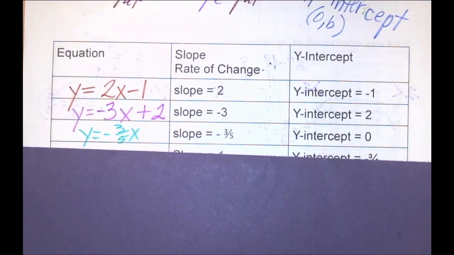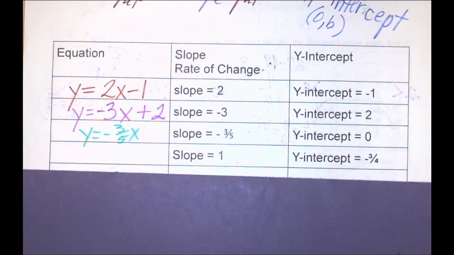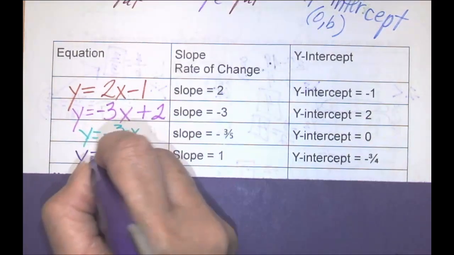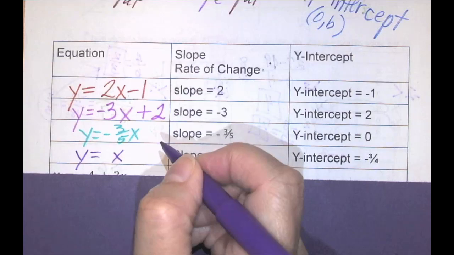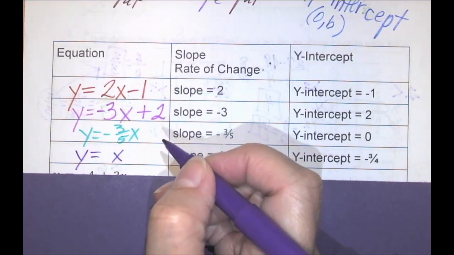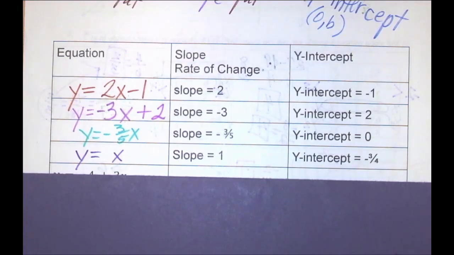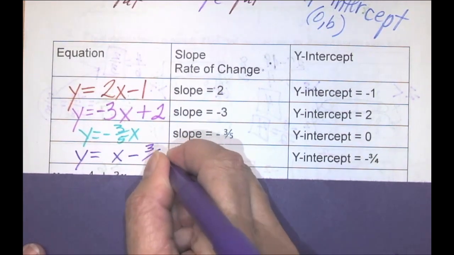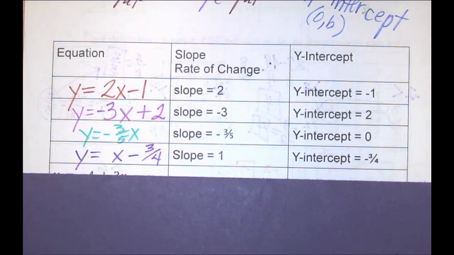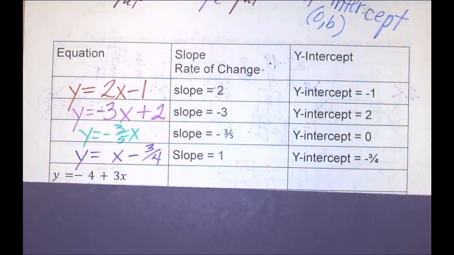So when you see an equation with only a slope and an x and no number outside of it, that means the y-intercept is 0. So on this one, y equals a slope of 1. You don't have to put the 1. Remember that when there's no number in front of the variable, it's an invisible 1. So I can just put x without the 1, minus 3/4. Now, if you just want to put the 1, it's not wrong.